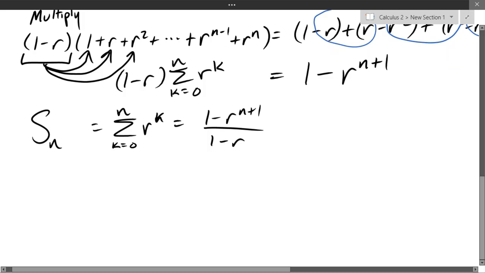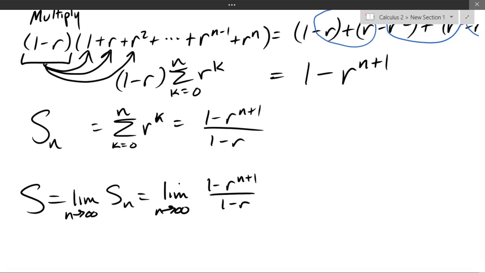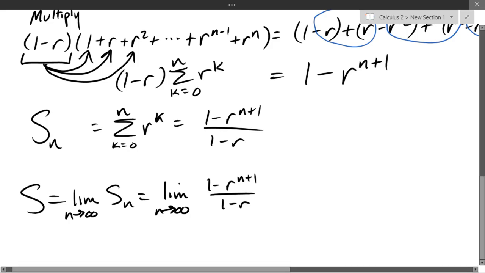What we're going to do now, S equals the limit as n approaches infinity of S_n, equals the limit as n approaches infinity of 1 minus r to the n plus 1 over 1 minus r. That's for the infinite one. They have it going to, it may use capital N, or it should be in the book. It should be somewhere in 10.2.